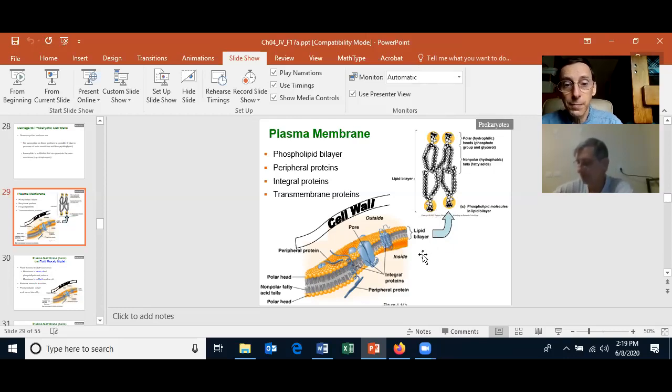Besides the phospholipid bilayer of the cell membrane, there are also proteins, and there are three types of proteins found in the cell membrane or the plasma membrane. Remember, those two terms are the same. There are peripheral proteins, which are found on one side of the cell membrane or the other, but they're not spanning the membrane. We give it the name peripheral protein. If they span the membrane, they're either an integral protein or a transmembrane protein.